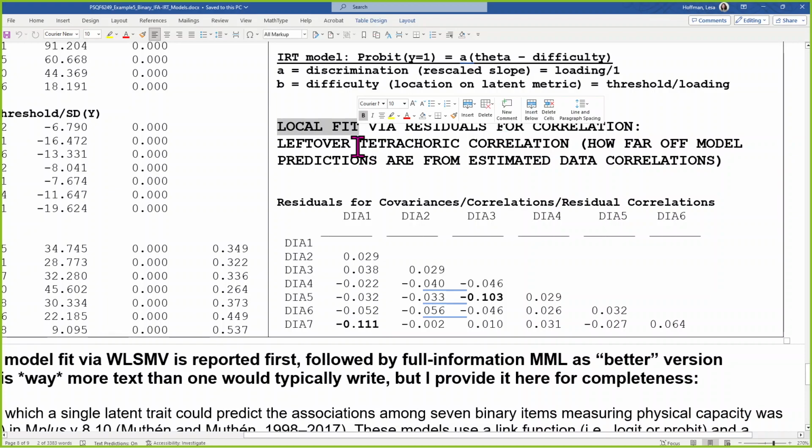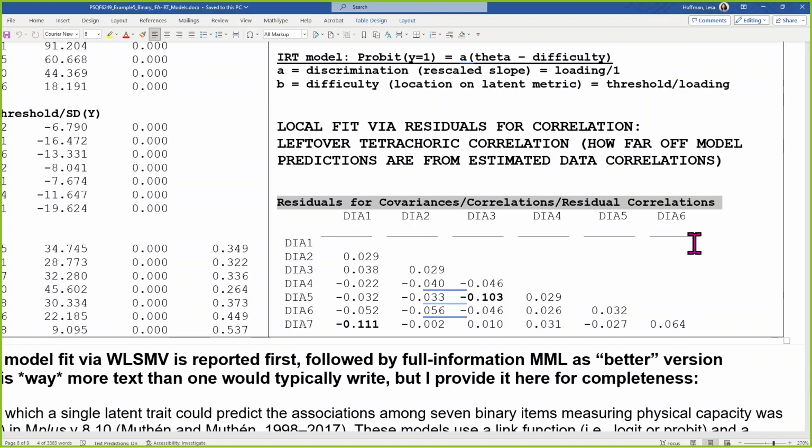And in CFA, we had residuals in terms of a correlation metric that were transformed into normalized or standardized residuals, normalized being the ones I prefer. And those were like z-scores for how far off. In WLSMV, we get this. Residuals for covariances, correlations, residual correlations. That's not a confusing label at all, is it? These are not error covariances or error correlations. These are offnesses in a correlation metric.